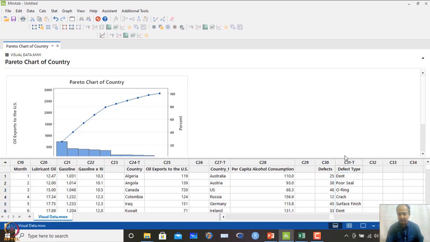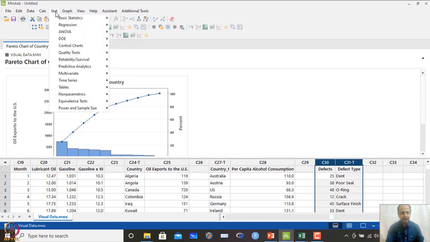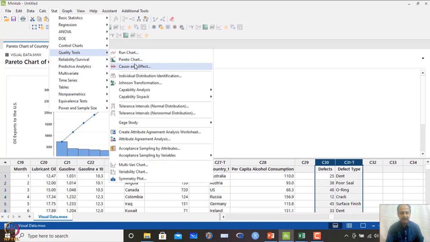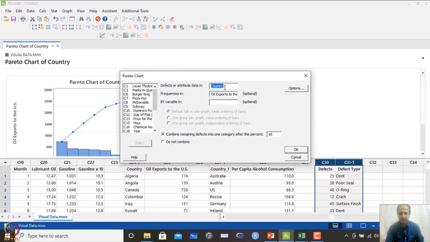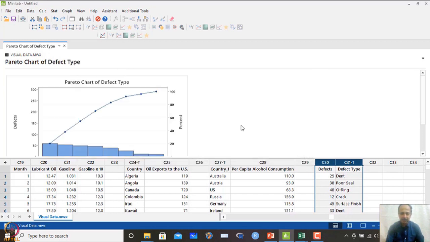So, in quality also this tool is extensively used, and Pareto analysis can be used over here. If you go to Stat again, Quality Tools, I want to do Pareto out of this. Instead of country, I will go to defect types, and frequency is given over here in defects, and the other options remain the same. I am not concerned about that.